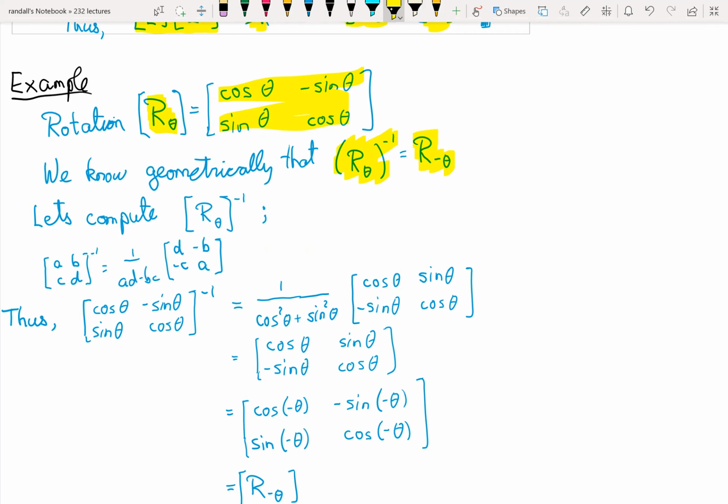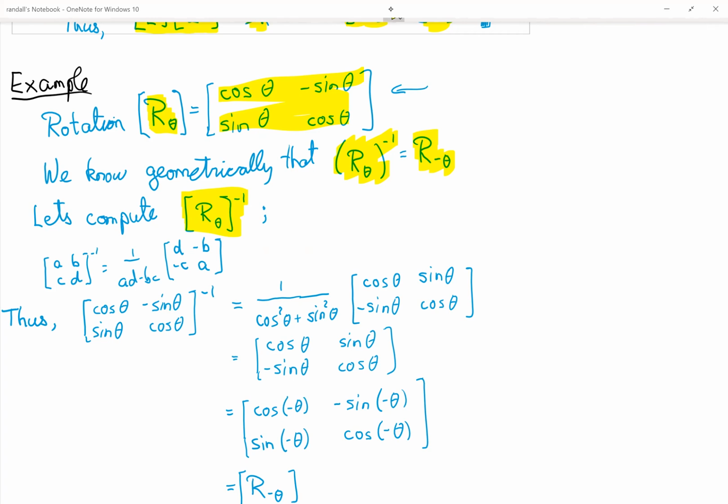Good. So we're going to compute two things. We're going to compute the matrix of the inverse of R theta, and I'm going to compute the matrix of R minus theta and show that they're the same. So let's first do this. What's the inverse of the R theta matrix, which is given right here above? Well, that's a 2 by 2 matrix. I'm just going to use our formula for the inverse of a 2 by 2 matrix, so it's 1 over AD minus BC times this thing here.